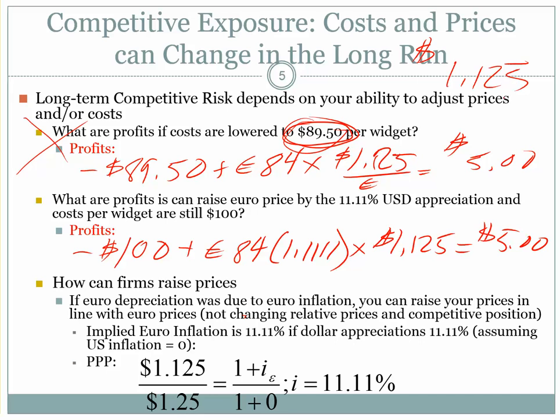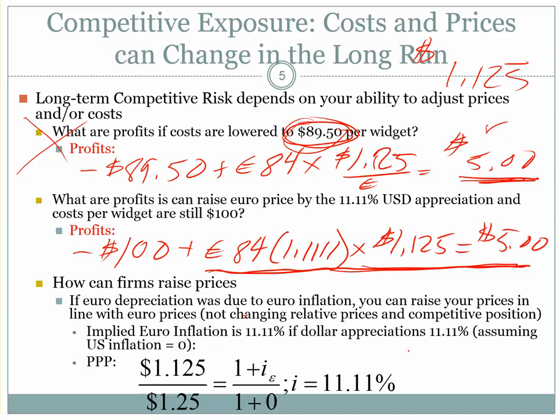So in the first case, I lowered my costs and I'm back to normal, but that doesn't make sense. Why wouldn't you lower your costs before? In the second case, I just raised my prices. Now, initially, you might say, well, that's a ridiculous answer too. Why didn't you raise your prices before? Well, if I raised my prices before, I would have lost market share. Right? The German widget makers would gain market share. However, you are not going to lose market share in this example for this reason.